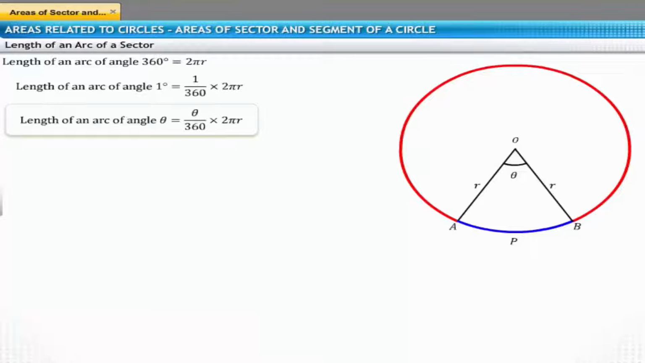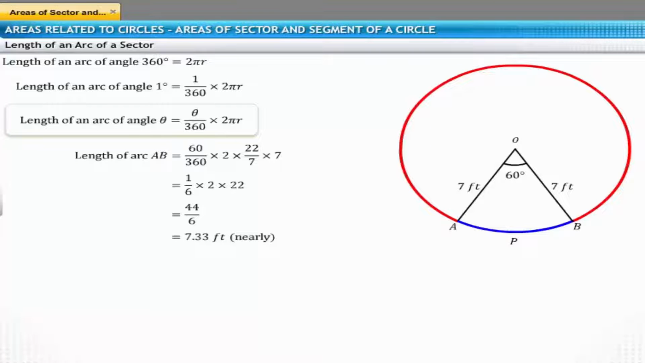In case of the garden, the angle subtended by the arc is 60 degrees and the radius of the circle is 7 feet. On substituting these values in the formula for the length of an arc, the length of the arc AB is approximately equal to 7.33 feet.